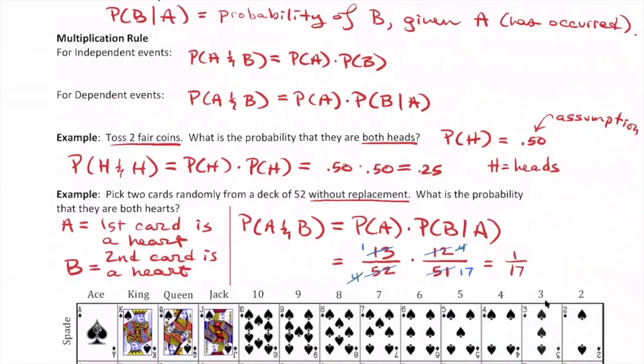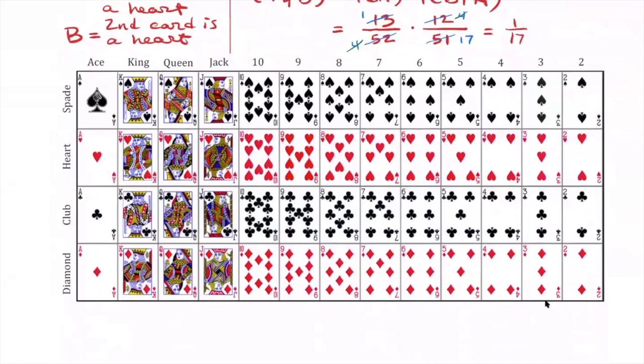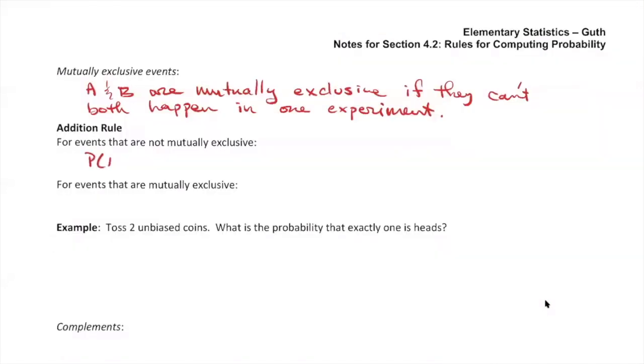So if the events are not mutually exclusive, that means they can both happen. The probability of A or B is the probability of A plus the probability of B minus the probability of A and B. So you have to subtract out that overlap where both A and B can happen so you don't double count it. Okay? And we've done the example of that.